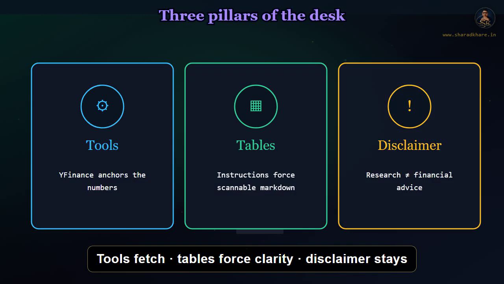Why this pattern beats a lonely chat box is simple. Tools fetch facts, instructions force tables, and the disclaimer keeps ego in check. Markdown tables make prices and ratings scannable. Actionable insights give you a next question to ask, not a fantasy certainty.